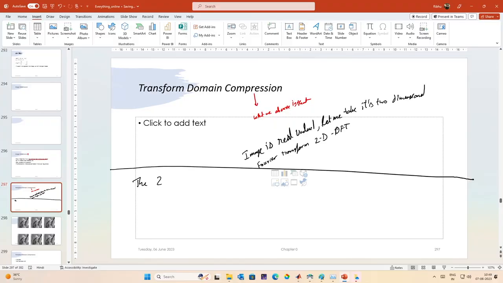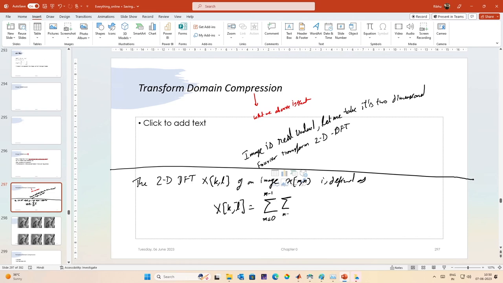So, let me also define the two-dimensional Fourier transform of an image while I'm at it, as X_kl equals summation m goes from 0 to M minus 1, n goes from 0 to N minus 1. This is the two-dimensional DFT of an image.